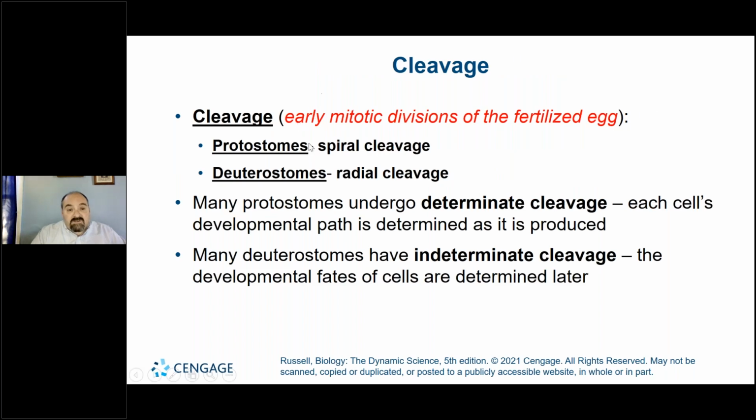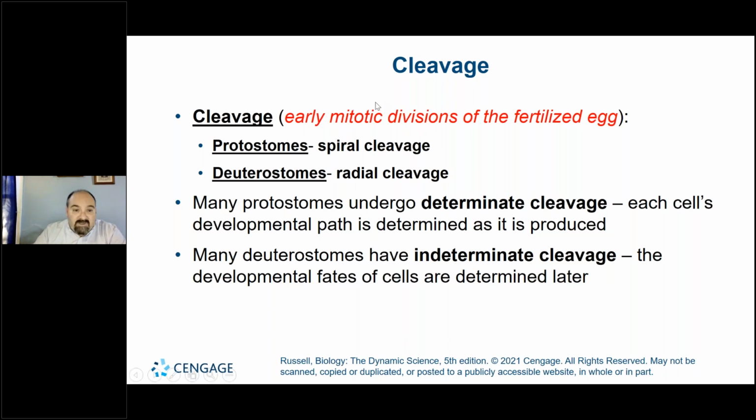Now, this term cleavage has to do with what's taking place as far as mitotic division. Meiotic division, meiosis, produces the sperm and the egg, the gametes, the sex cells. Mitotic division is what takes place with all the other cells within the body. When there's a fertilized egg, this becomes a complete cell, the zygote. Mitosis then helps to differentiate over time the different structures present within the organism.